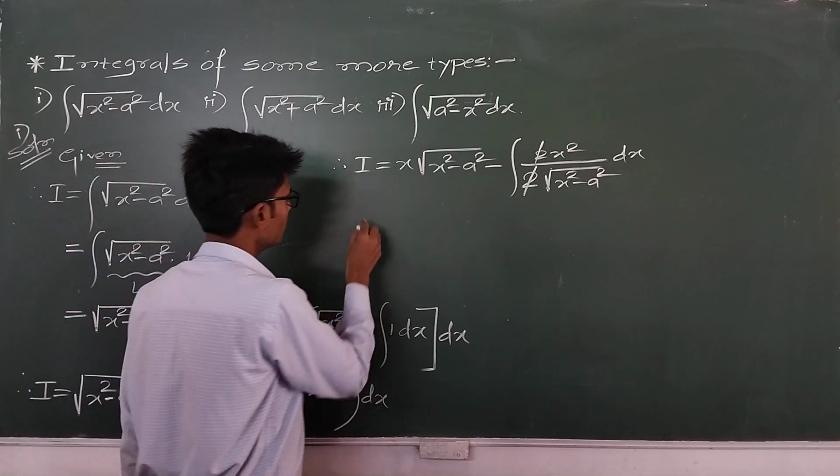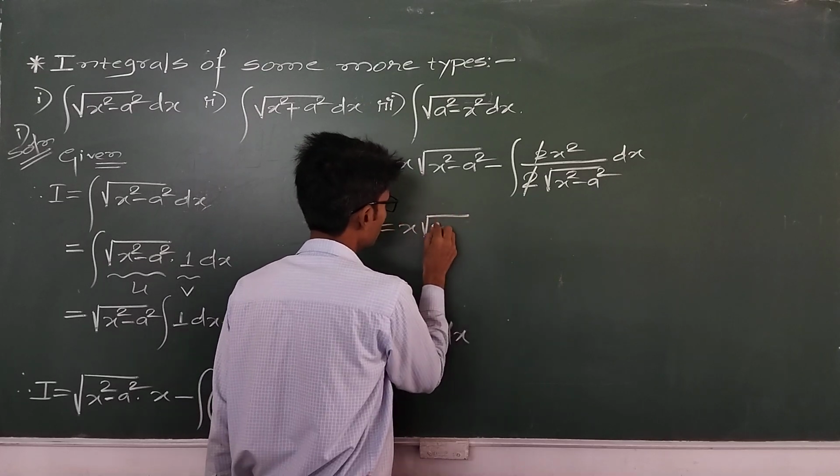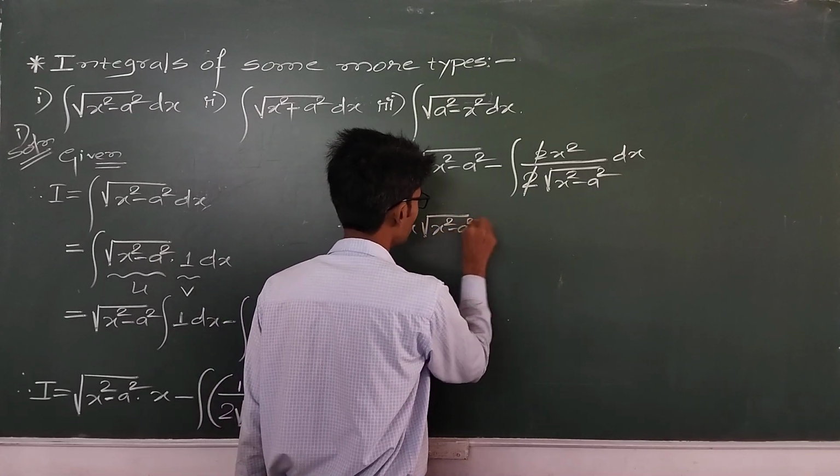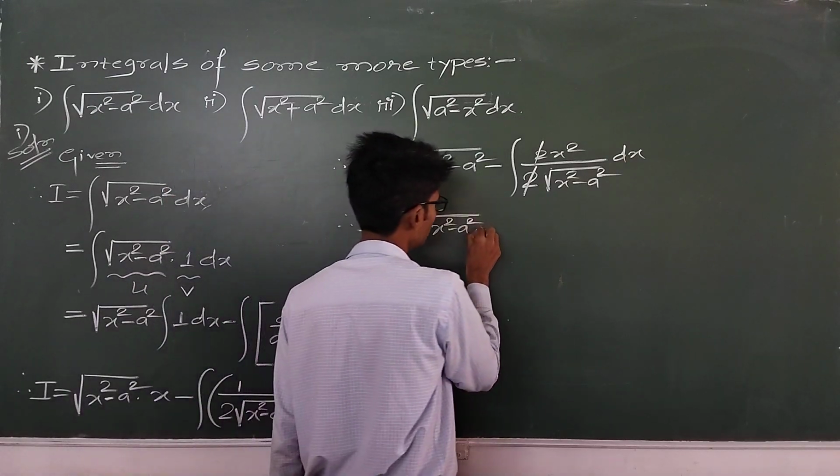So therefore I'll write I is equal to x into square root of x square minus a square. Next, write the minus sign.